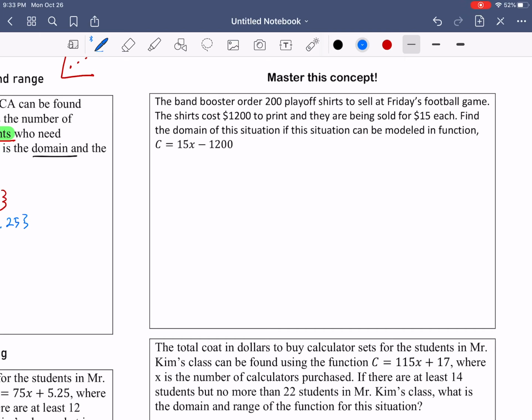The band booster ordered 200 playoff shirts. Now, x represents what according to this one? The shirts cost $1,200 to print and they are being sold for $15 each. Find the domain of this situation if these shirts can be modeled by this. Oh, it's only asking for the domain. Never mind. So shirts can be sold for 15 each. So 1.5 shirts, does it make sense? No, because 1.5 shirts does not make sense. Shirts go by 1 shirt, 2 shirts, 3 shirts, and 4 shirts.